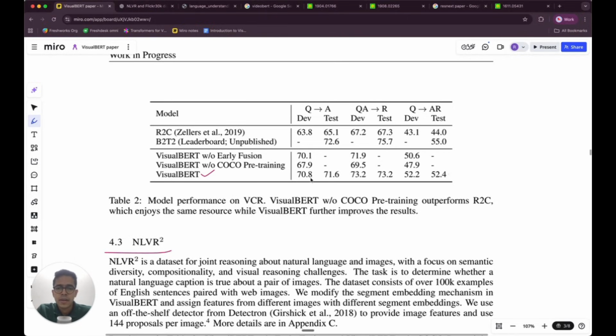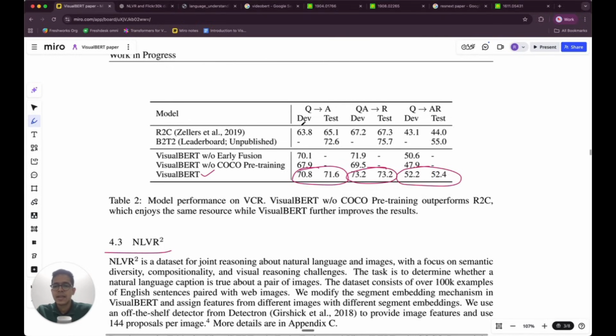So here, for question to answer, the VisualBERT model has 71% accuracy. If you know the question, and you know the answer, and you have the image, you have a lot of inputs, you just need to pick the rationale. On that, the accuracy is highest. But if you only have the question and image, getting the correct answer and the correct rationale is most difficult. The accuracy is only 52.